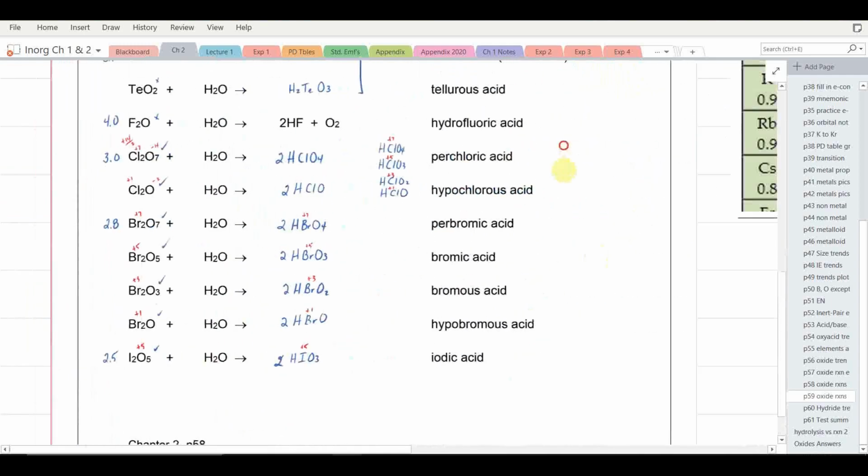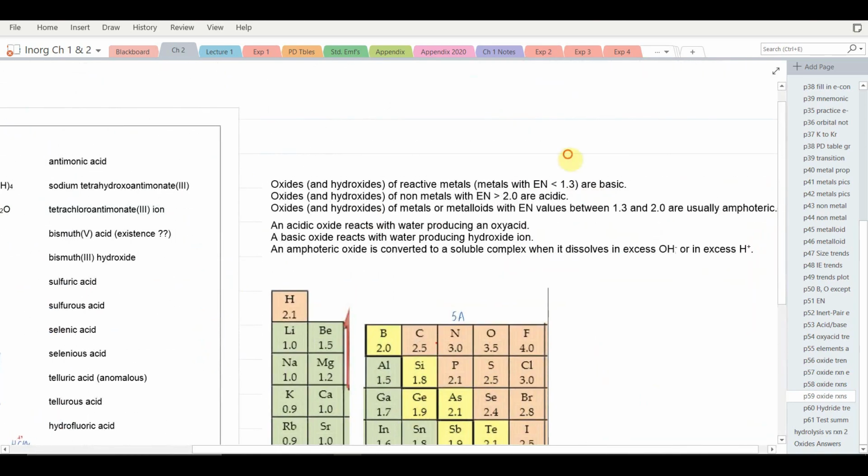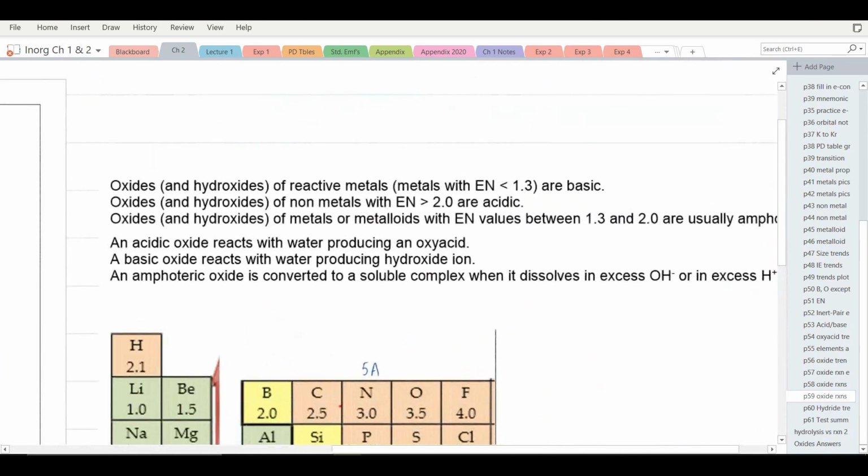So just to recap, you should be able to complete the equations and balance them for the oxides of the elements in water, for those that I've checked off, those that follow the normal pattern. Those that are exceptions, and I've marked with an X, you're not responsible for, but you should be able to balance the equations. So those were pretty simple rules, and they work in most cases.